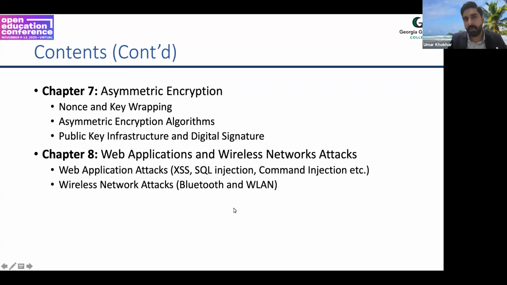Chapter 7 is about asymmetric encryption, the one which we use in SSL, HTTPS. We can discuss digital signatures, public key infrastructure like certificates. And again, it would be a very interesting chapter for students because you can visualize on their browsers how the messages get encrypted.